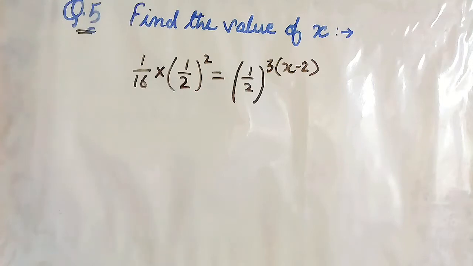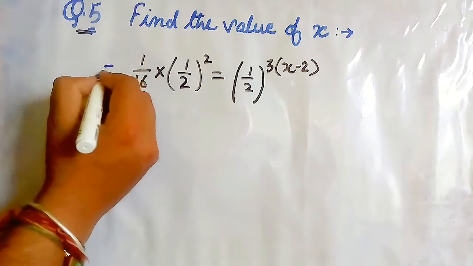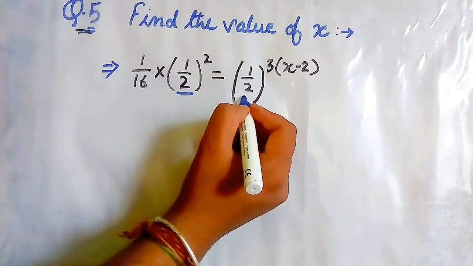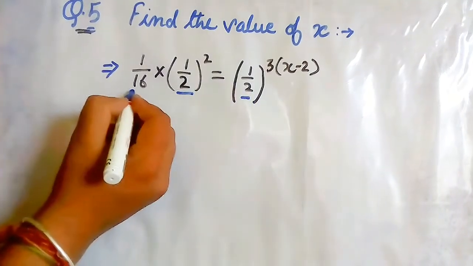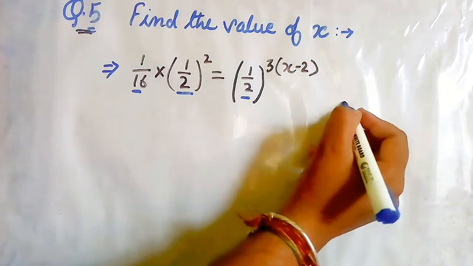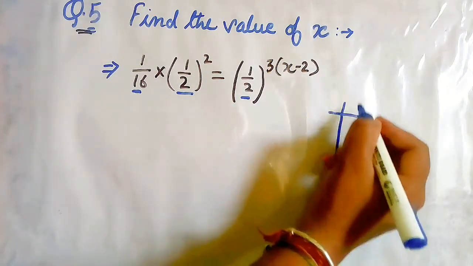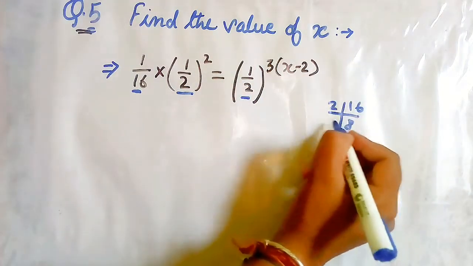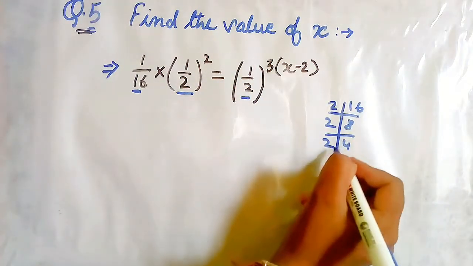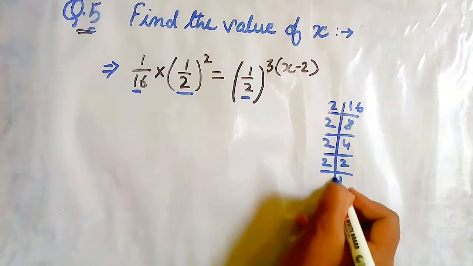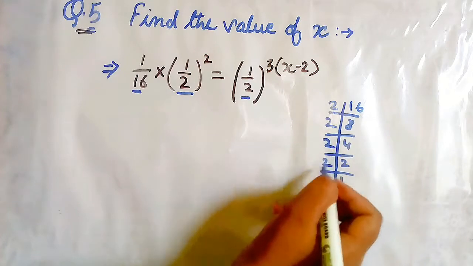It is 1/16 multiplied by (1/2)^2 equals (1/2)^(3 times (x minus 2)). So here the bases are not the same. Let us simplify the left hand side first of all. So first of all let us factorize 16. 2 8s are 16, 2 4s are 8, 2 2s are 4 and 2 1s are 2. So 4 times 2 is there.